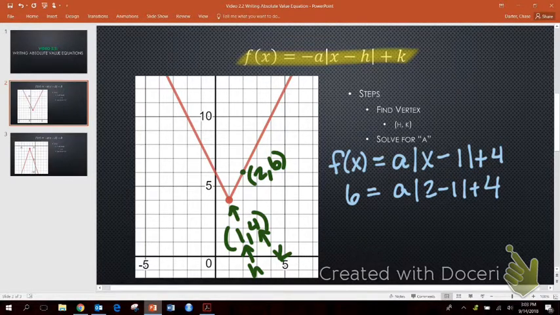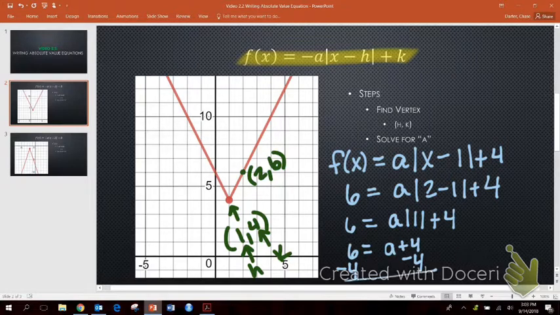Now, we just need to solve for A. So 2 minus 1 is 1. The absolute value of 1 times A is just A. And then subtract 4. And I'm out of room, so I got to write it up here. But so we get that A equals 2. Now to actually finish my equation, I'm going to copy down that equation at the beginning.